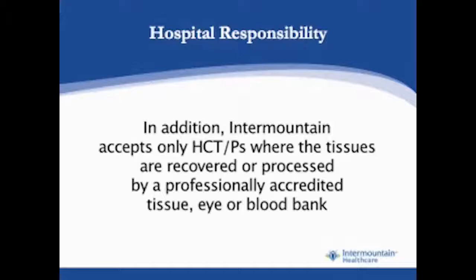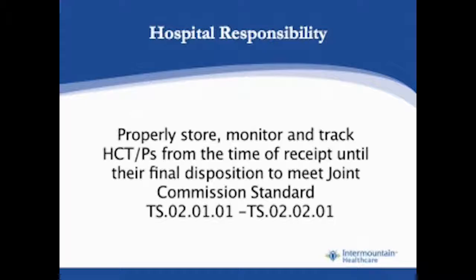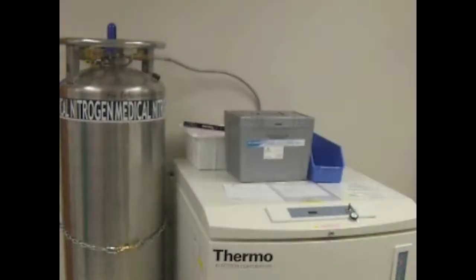Intermountain will credential each vendor and determine if they meet our criteria. The vendor credentialing step is performed when a new product is offered and is renewed at least annually for all vendors. Intermountain has processes in place to properly store, monitor, and track HCTPs from the time of receipt until their final disposition to meet Joint Commission standards.